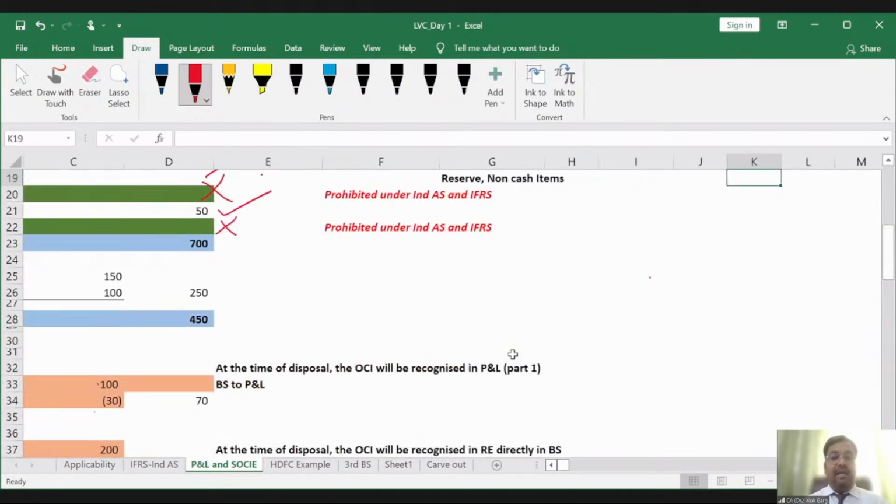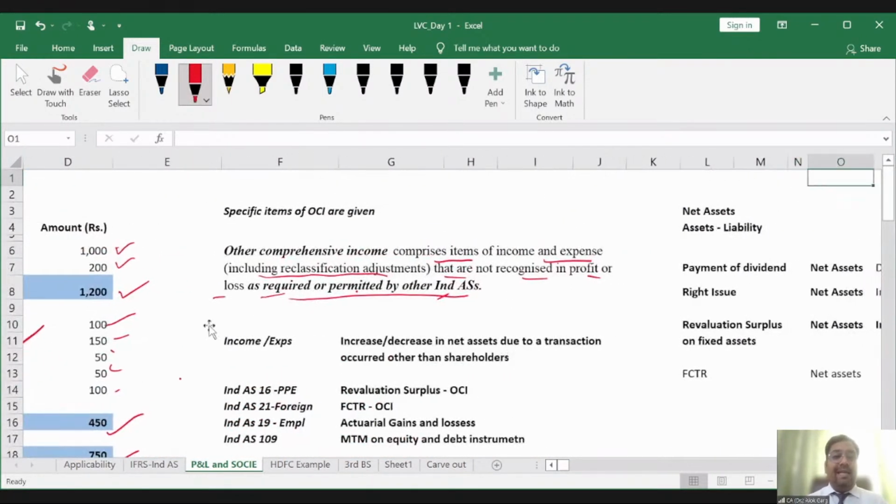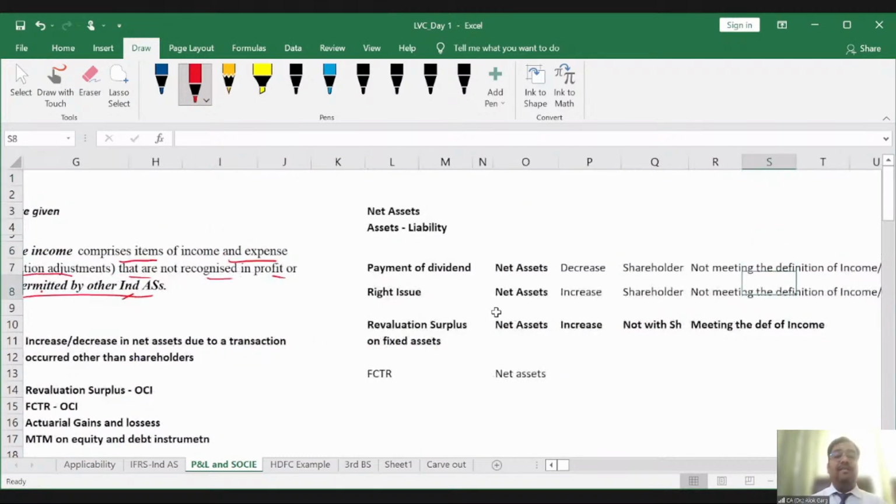Understood, guys? So as the definition said, other comprehensive income comprises items of income and expense that are not recognized in profit or loss as required or permitted by other Ind AS. Ind AS 16 says that if there is a revaluation surplus, it will go to other comprehensive income.